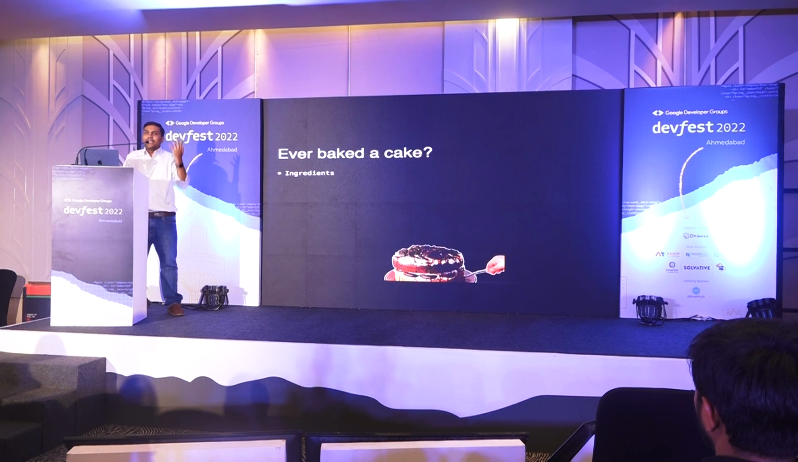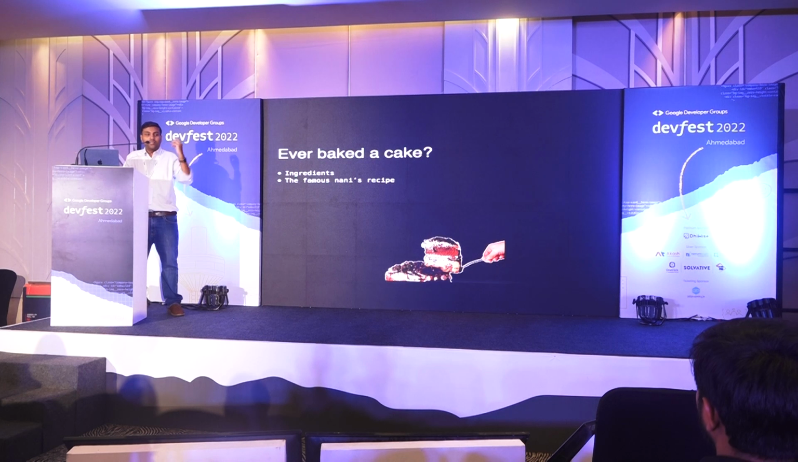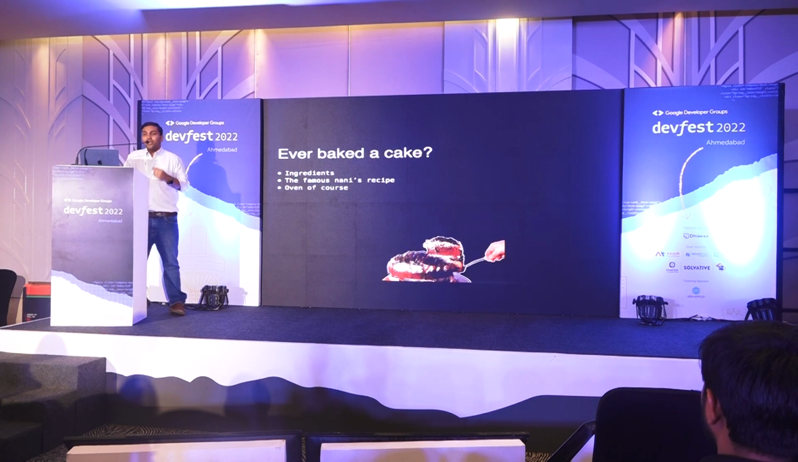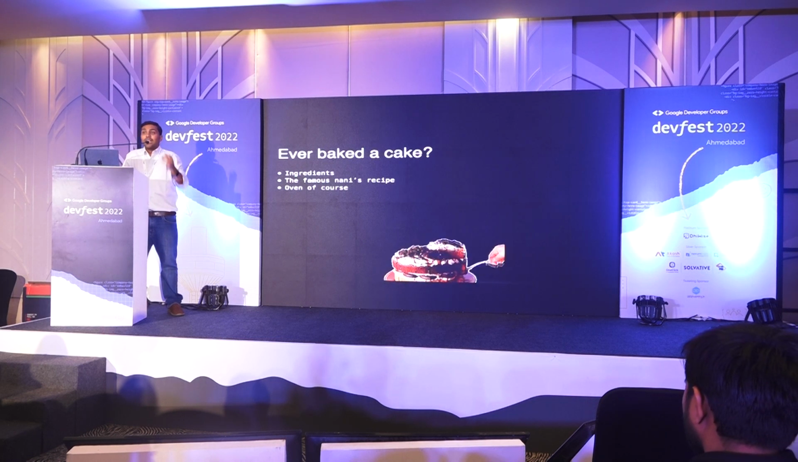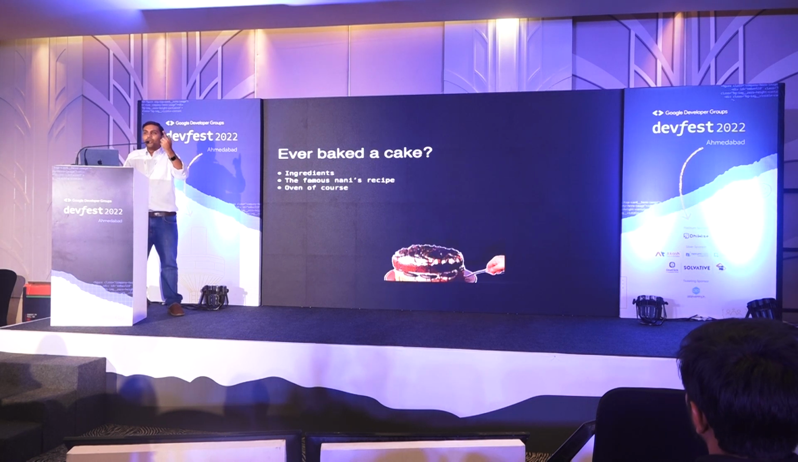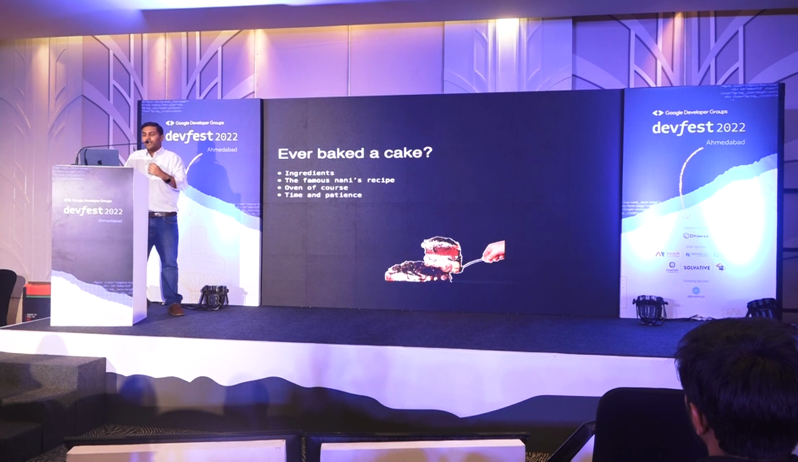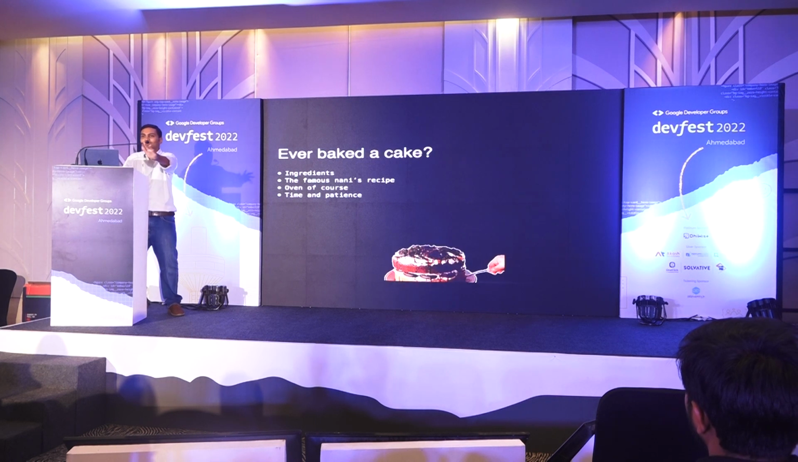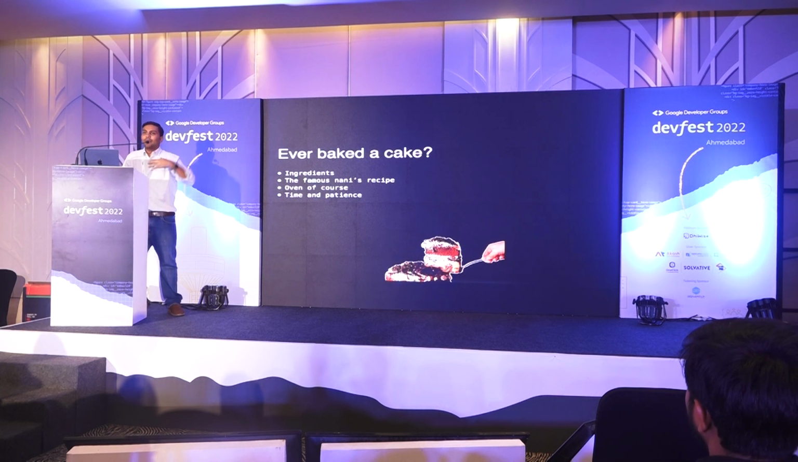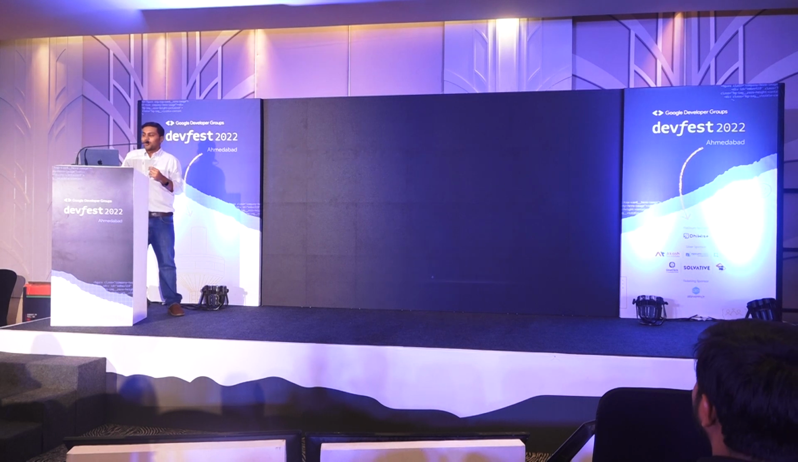What happens here? I need ingredients, correct? I need the famous Nani's recipe, right? Because I'm not a good cook. And then obviously I need an oven. Why I'm taking you through all this is because I want to bring you a thought process of what design systems are, right? Next, I need time and patience. How many of you have waited for the oven to say ding and then, oh yeah, cake ready hai? Or you, like most of you guys, I'm also a Swiggy or a Zomato guy. Kaun banayega cake, right? But still, let's think through the process.